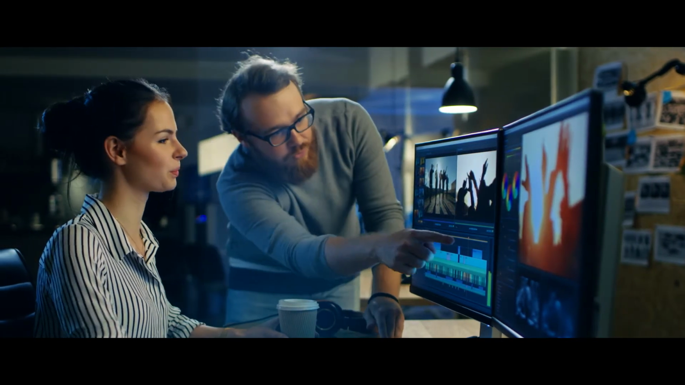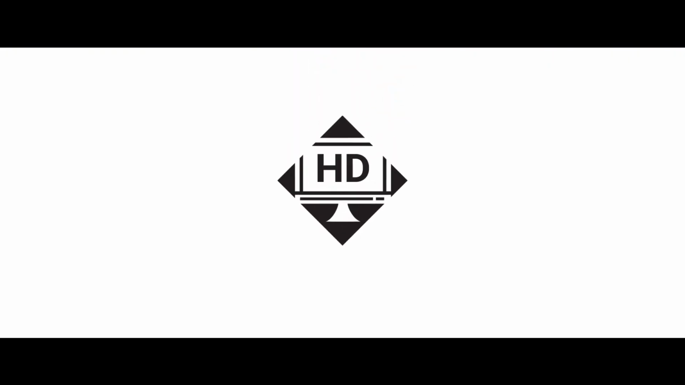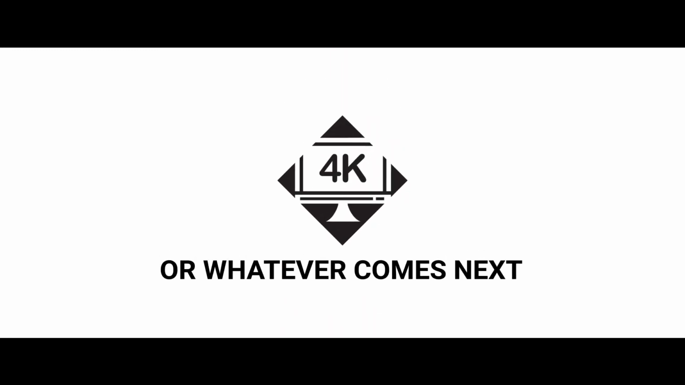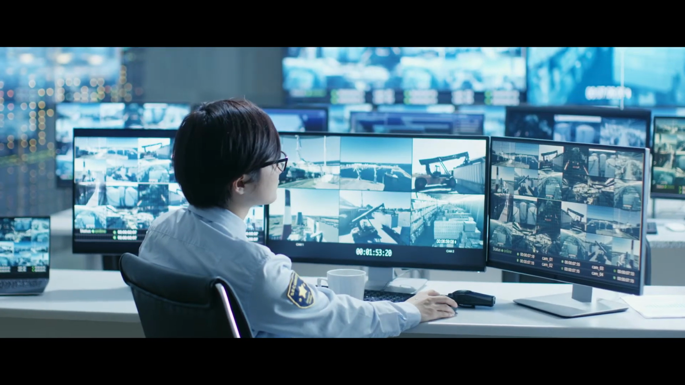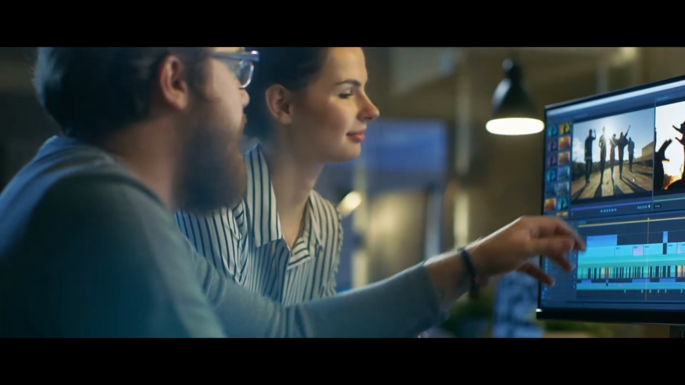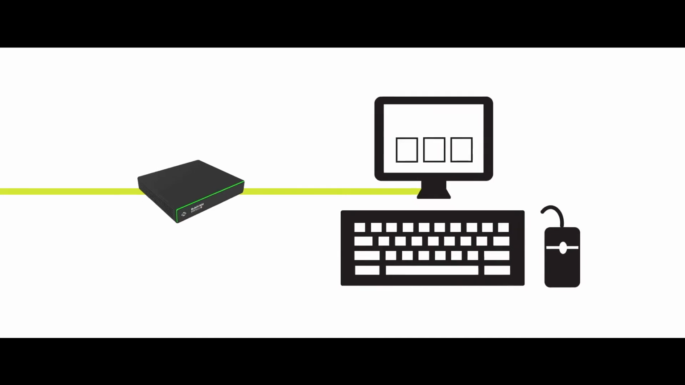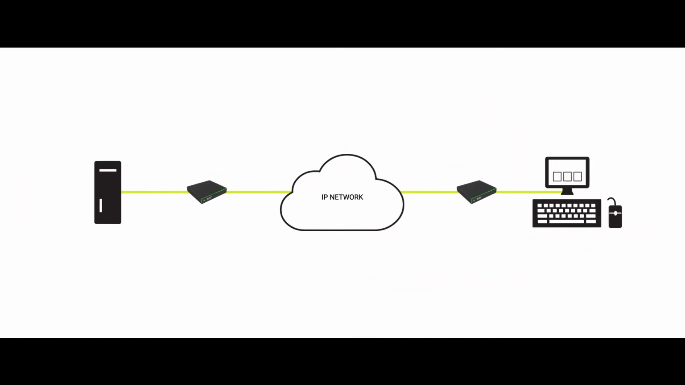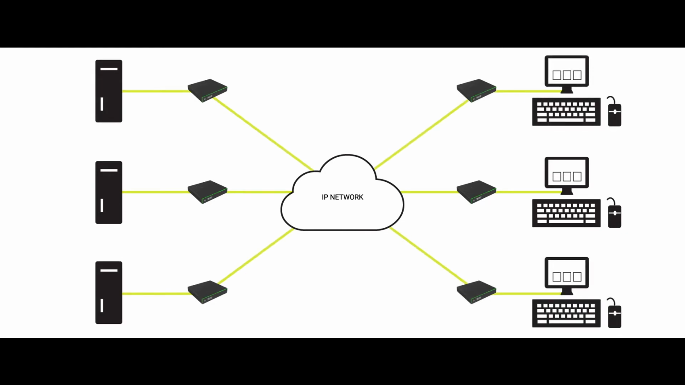It's a flexible, scalable system that lets you start with HD and migrate to 4K or whatever comes next at your own pace. Emerald delivers pixel-perfect video with lossless compression and zero latency. Emerald grows with your demands, so you can start small and grow over time by simply adding transmitters and receivers. And it offers unlimited scalability of endpoints, supported by a unique KVM management tool.